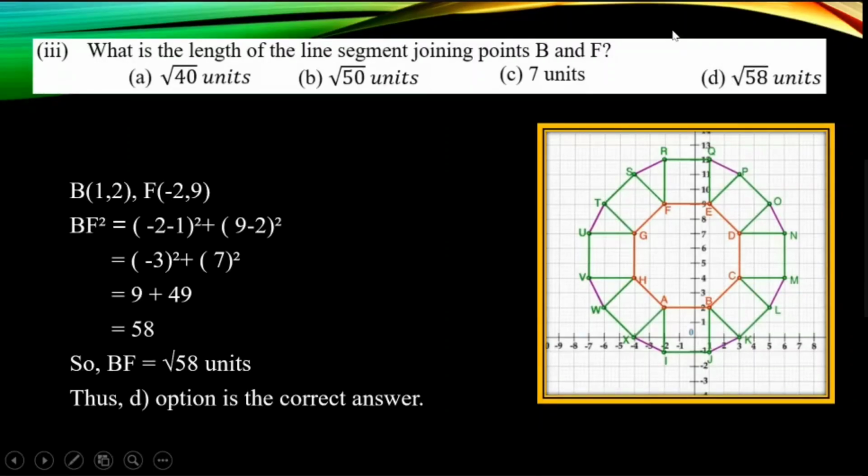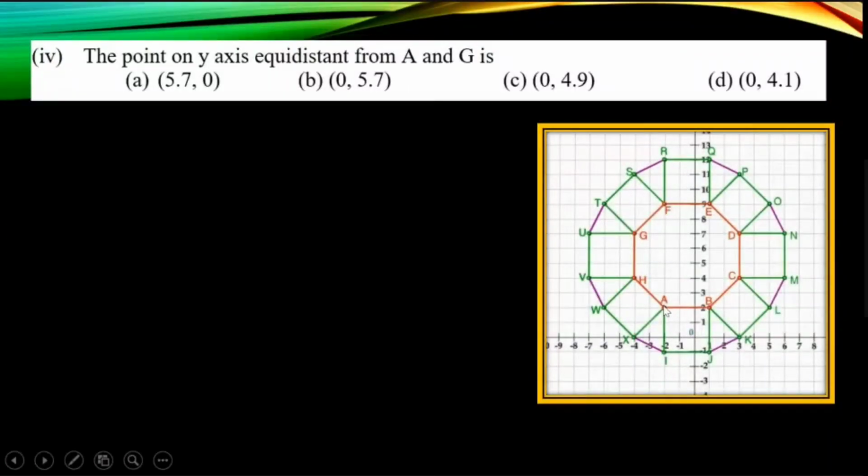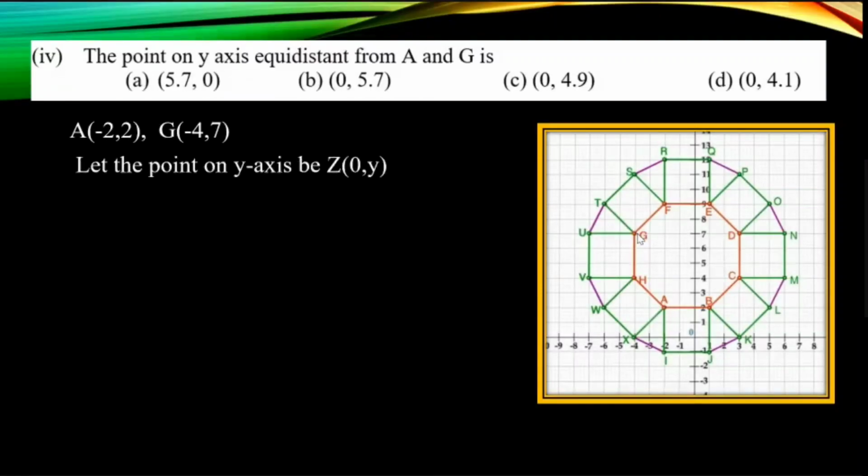Let us take up the fourth part now. The point on the y-axis equidistant from A and G. Once again, we'll be needing the figure. A is given by (-2, 2), and G is given by (-4, 7). So the point which is going to be equidistant on the y-axis. Any point on the y-axis is given by (0, y), right? So if I take the point to be Z, then AZ will be equal to GZ. Hence, AZ square will be equal to GZ square.